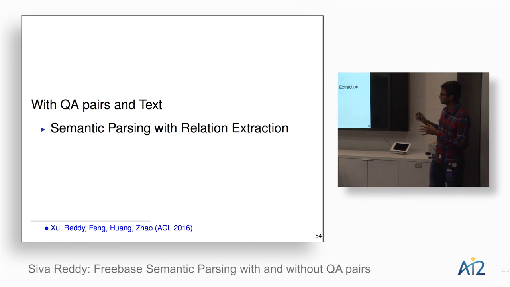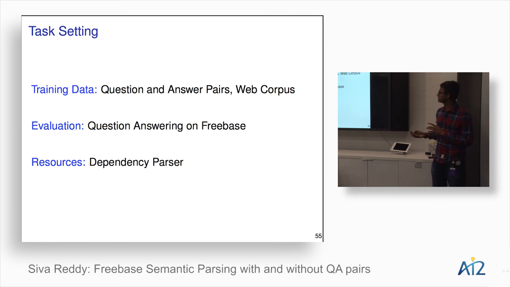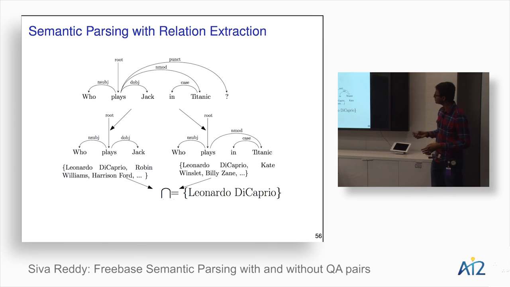So here the scenario is you have both question answer pairs and you also have text. So earlier we just used either one of them, and now we have both of them. And here we also want to use very lightweight semantic representations. So for this, we just use dependency trees. So the scenario is you have question answer pairs, web corpus, and the evaluation is still question answering on Freebase. And the resource we will use is just a dependency parser and no other linguistic annotations.